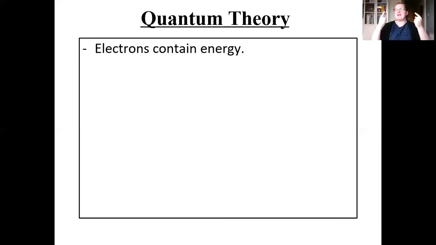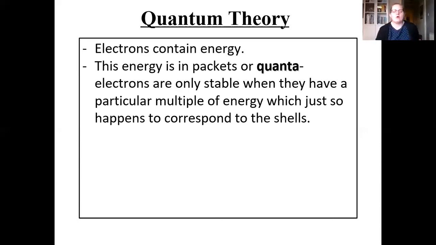So these electrons held in these outer shells, which have all this space around them, couldn't just be held there by the normal forces of attraction, because they'd pull in together and it would all collapse in on itself. This is where quantum theory came in, because we said, okay, electrons contain energy. We call this energy packets, quanta, hence quantum theory. And electrons are only stable when they have a particular multiple of energy, which happens to correspond to those shells.